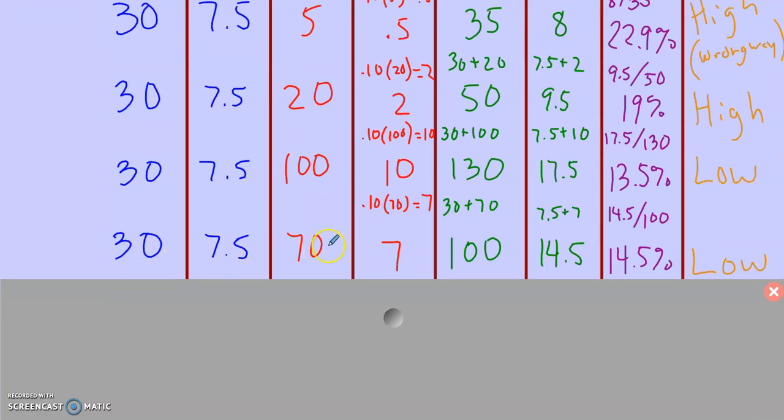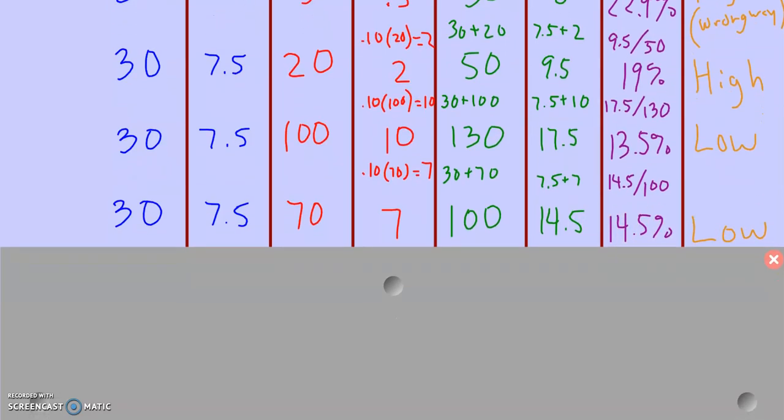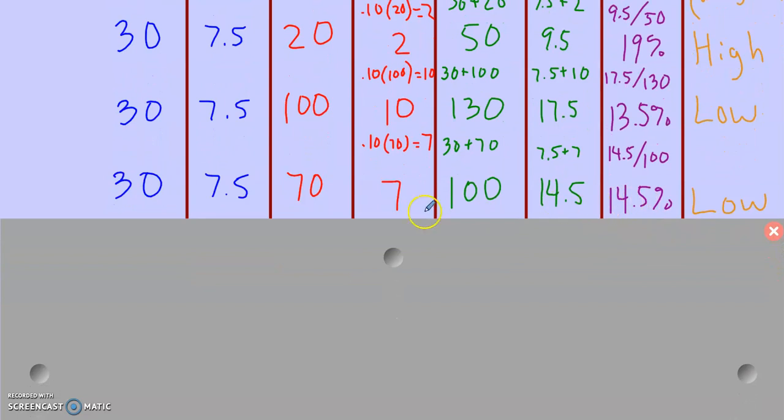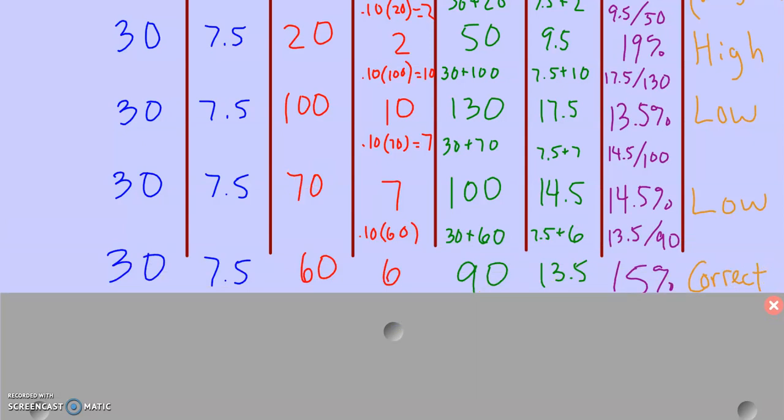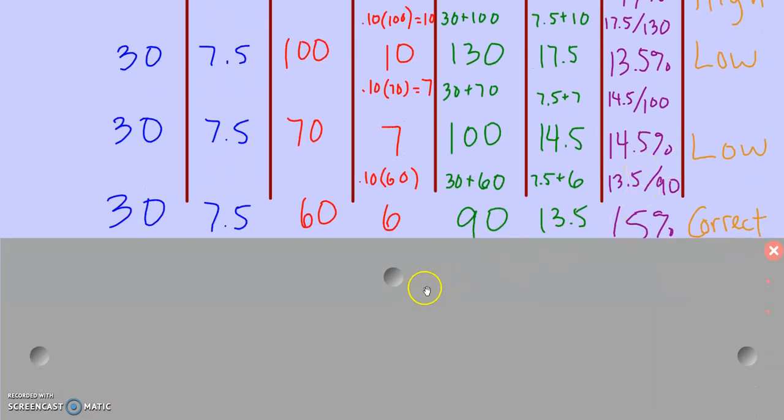So again, these two are the same. 10% of 70 is 7. And then 70 plus 30 is 100. 7 plus 7.5 is 14.5. And 14.5 out of 100 is 14.5%. That's a little too low, but really close. I'm only off by half a percentage, so I'm getting pretty close. But it's still too low, so I'm going to make my guess a little lower, and that will increase the percentage.